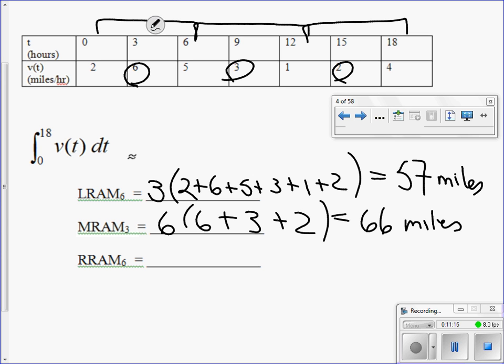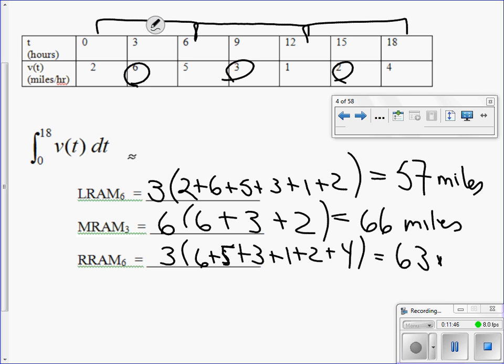All right, one more. Here's a right hand. 6 of them, so what's the width of each one? 3. All right, let's rattle off those heights. 6 plus 5 plus 3 plus 1 plus 2 plus 4. What does this approximation give us? 63? Love that. You guys just have these numbers for me.